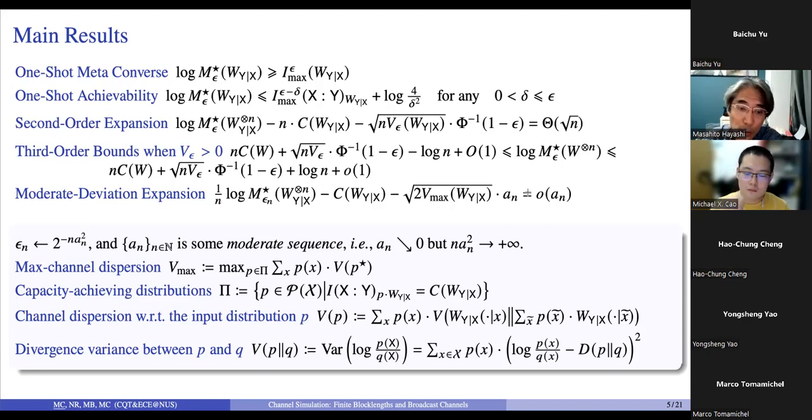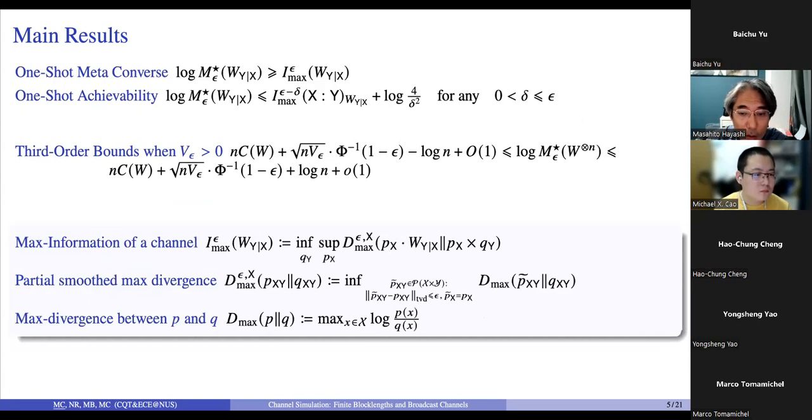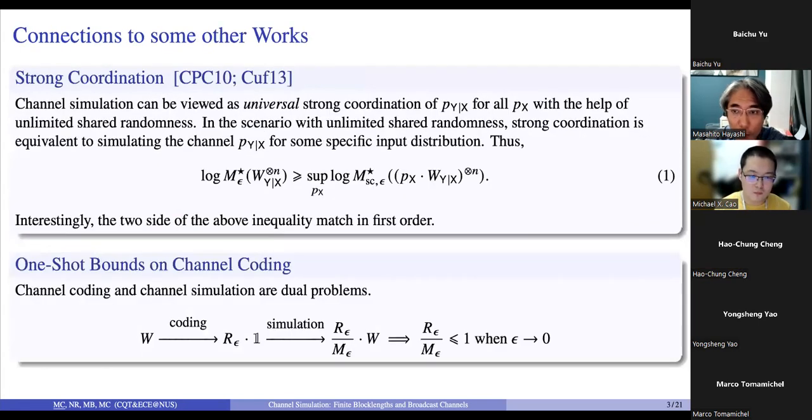So I have one question or comment. In your initial part, please go back to the slide on connection to some other works. This one contains some equation. In this slide, you consider the second problem, the one-shot bound on channel coding. In this case, you consider the ratio R epsilon over M epsilon. That ratio is definitely smaller than 1. Did you consider that ratio in your research? The asymptotic behavior of this ratio.